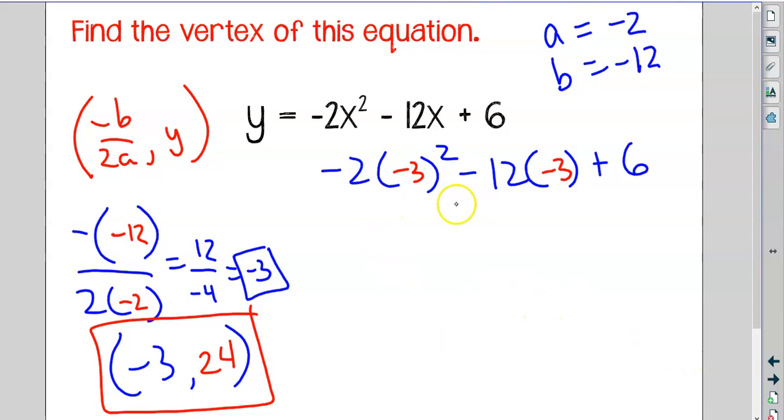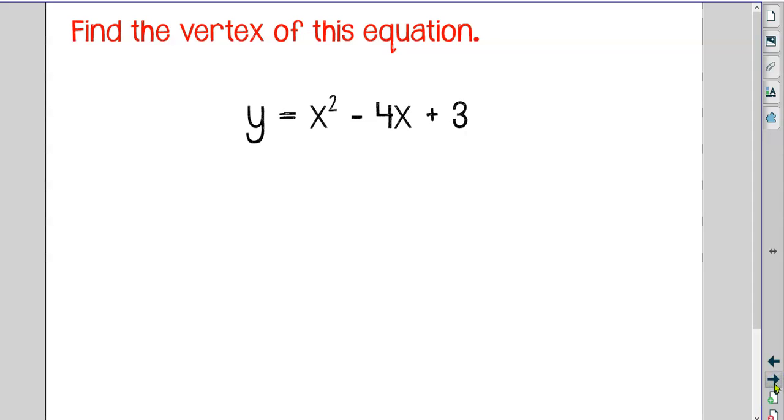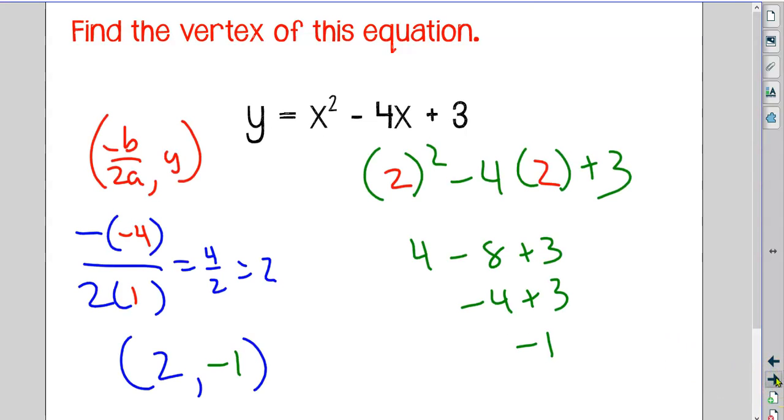All right, so that's how you calculate a vertex algebraically by hand and how to double check it on your calculator. Ready to try one on your own? Pause the video, give this a try. All right, let's see how you did. I solved it algebraically, and you could also check it on your calculator.